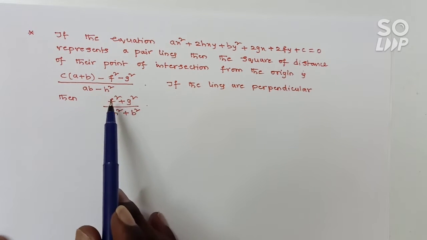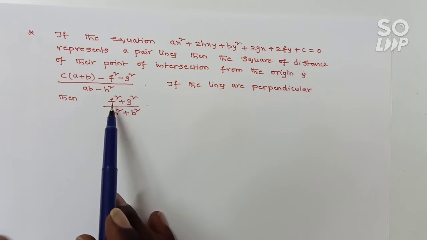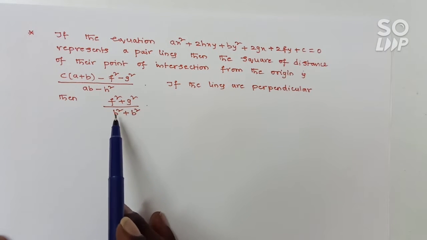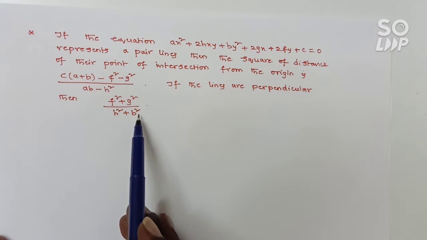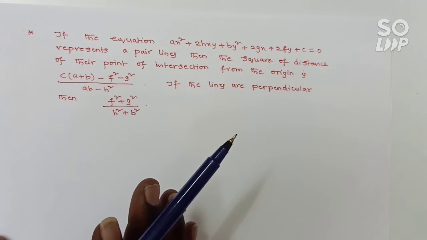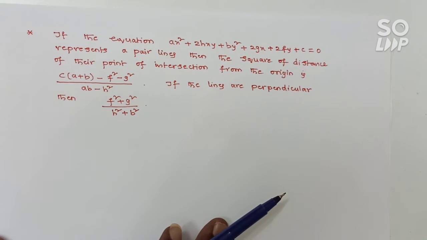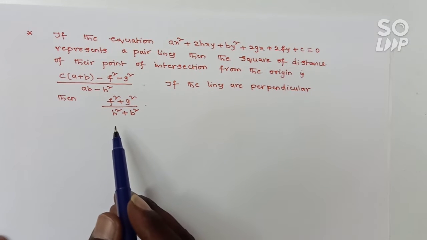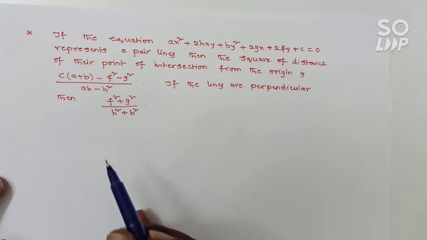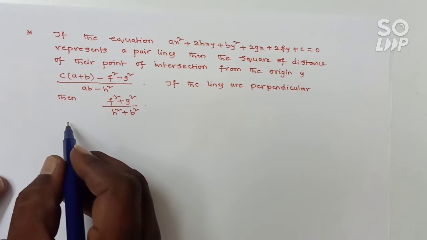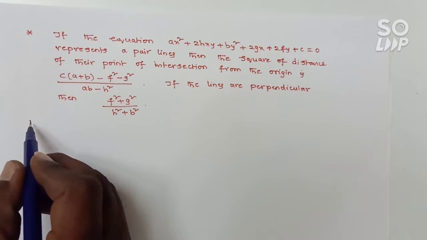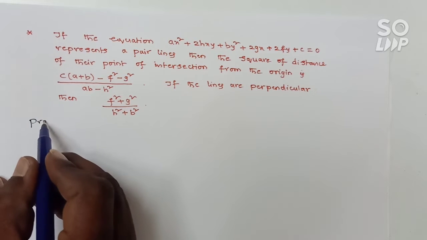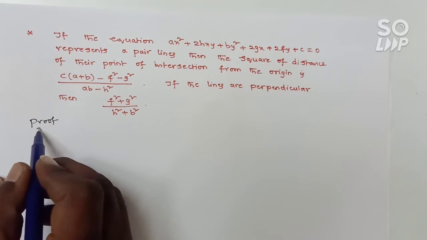Now, this expression you can also write as (f square plus g square) whole divided by h square plus a square. You can also write this result. Okay, so now how will you prove this result? So already we know that. See, what is the given equation? Proof.